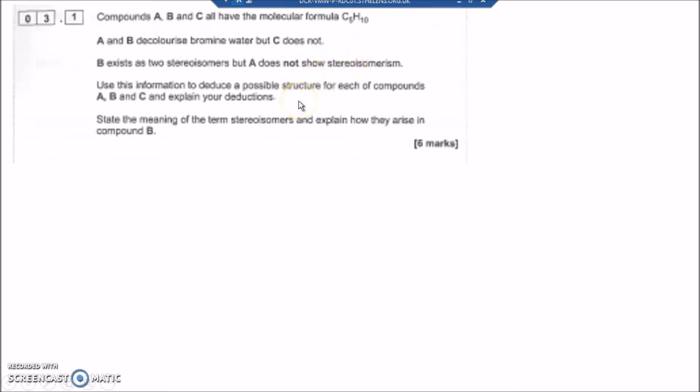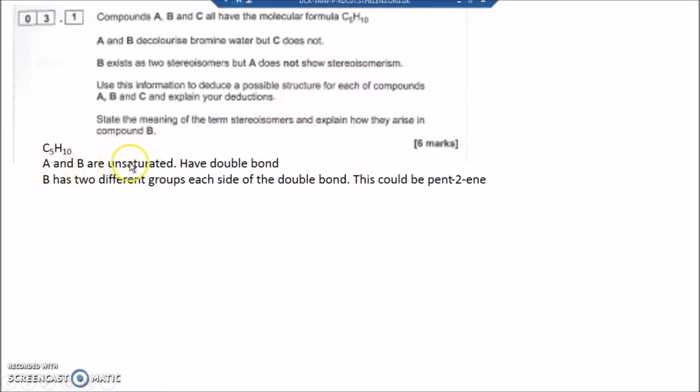Let's have a look then at the solution. A and B are unsaturated, have a double bond. Yes, we established that. B has 2 different groups to each side of the double bond. Could be pent-2-ene. Pent-2-ene, yes. We've drawn actually Z-pent-2-ene here. That's fine. Let's just check that it does have the properties described in the question. Does it have a double bond? Yes, it does. It will decolorise bromine water. Does it have 2 different groups on the carbon to the left of the double bond? Yes, it has a H and a methyl group. Those 2 are different. Let's check to the right. A H and an ethyl group. Yes, those 2 are different.